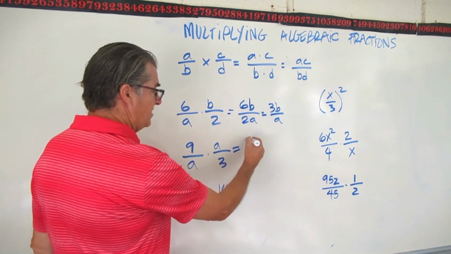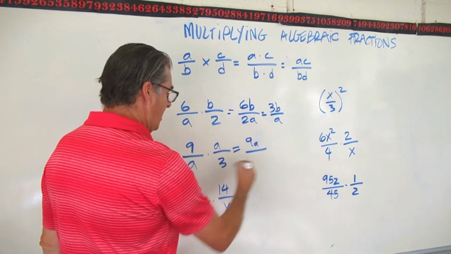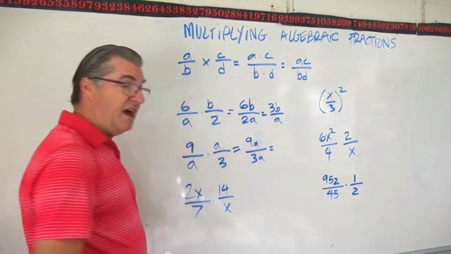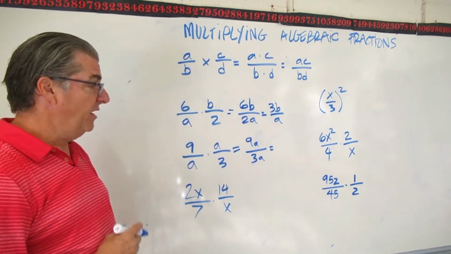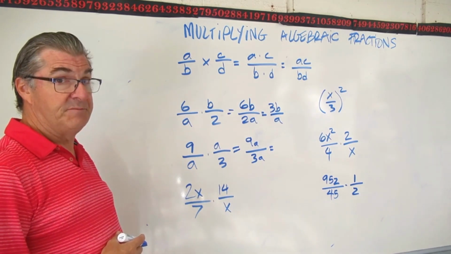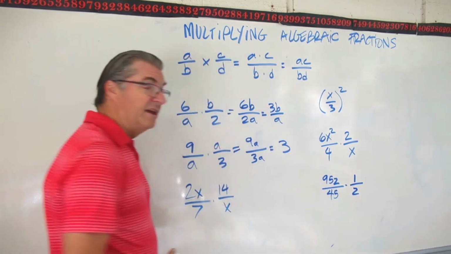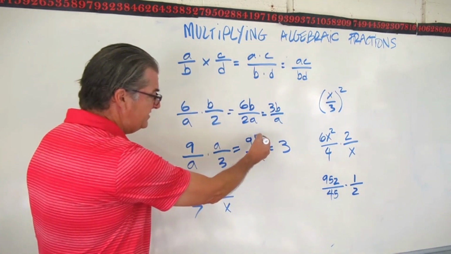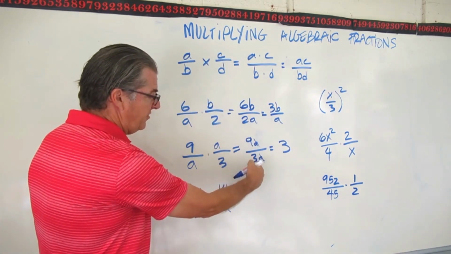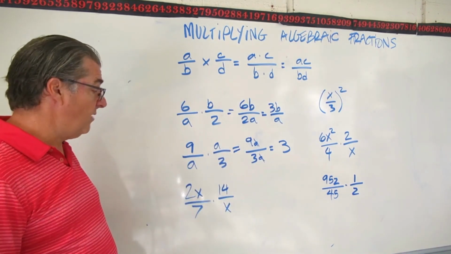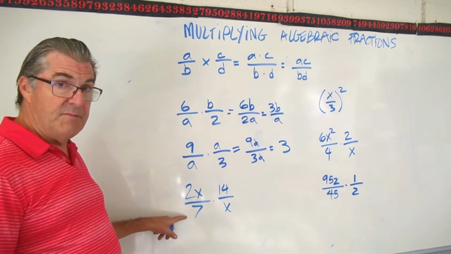What I get on the top is 9a. On the bottom, I get 3a. Now that reduces down quite a bit. If you haven't already done that, figure that part out. Okay, this reduces down to just 3. That's all that's left. The a's cancel, and 9 over 3 is just 3. Okay, so pretty straightforward. Now let's try this one, a little bit more complicated.